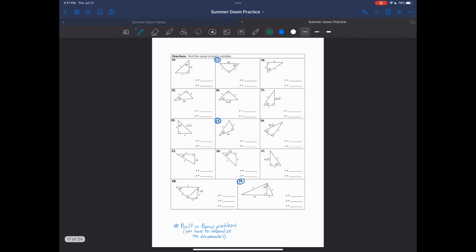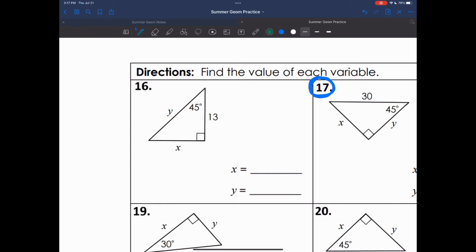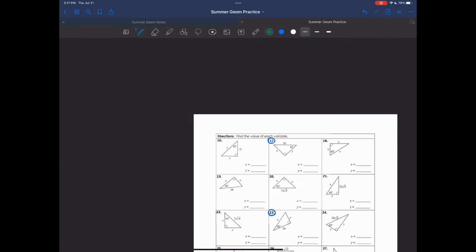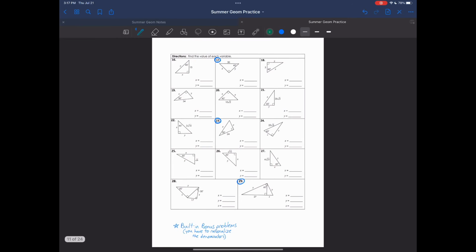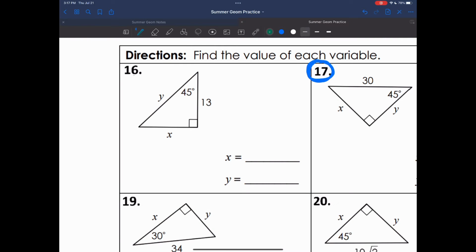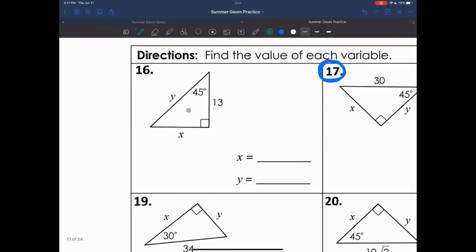Let's go on to the next page. You're doing great. I know there's a lot of them. Let's look at number 16 here. Wait, was that number 15? Yeah, I want to make sure it went in order. Okay. 45, 45, 90, a very straightforward one. If this leg is 13, so is this leg. So these are matching. And then y would just be 13 times the square root of 2.